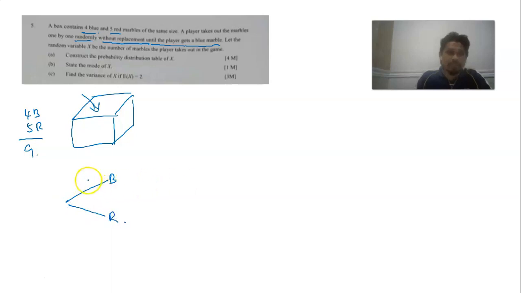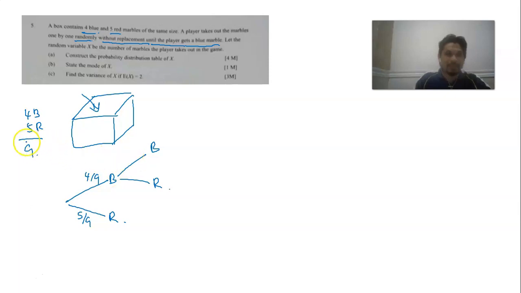Okay, so if I pick the first ball, which is blue, out of the total of 9 balls, it is 4 over 9. If the first ball is red, then the probability is 5 over 9. Okay, so if I pick a ball for the second time, it might still be blue, or it might be red.